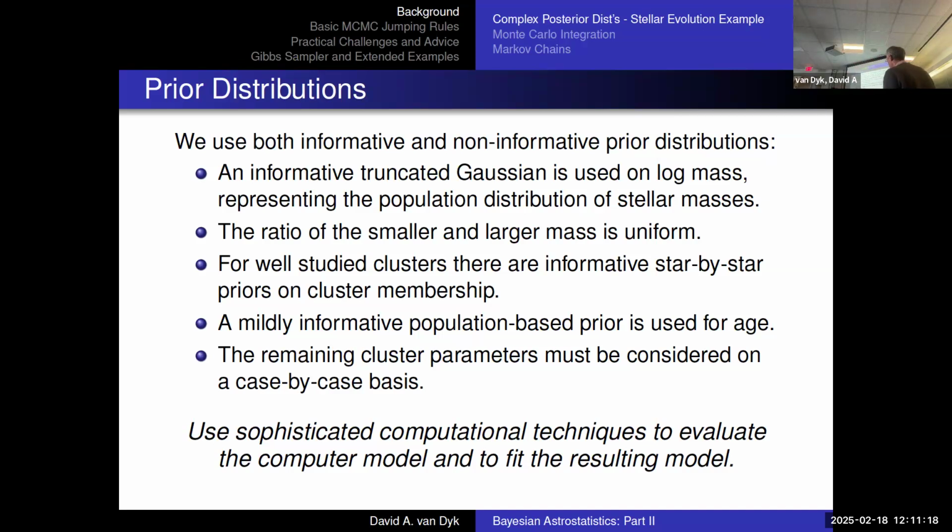Sometimes we have that, sometimes we don't. Mildly informative population priors are used for the age. Again, we have some idea how old clusters are in our galaxy. It doesn't have to be a flat distribution, but something that roughly captures our expectations. And the remaining parameters are considered on a case-by-case basis. Maybe we have some spectroscopic data that we can learn about metallicity from in a particular case, and that can lead to a nice informative prior. In other cases, we might not, and then we want to use something more diffuse.